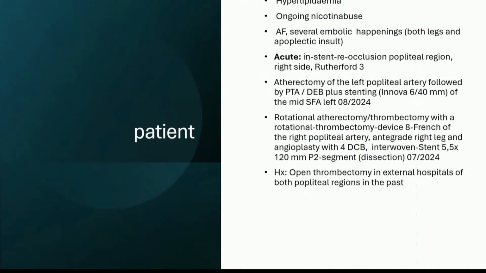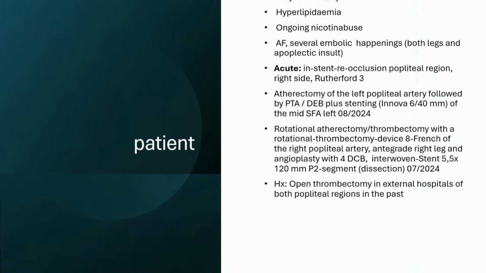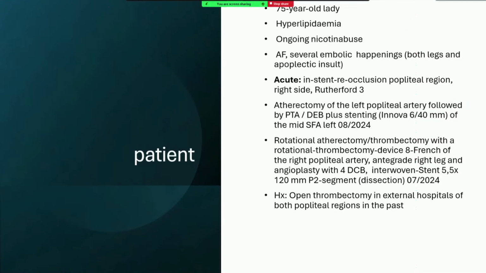So it's a 75-year-old lady. She's got hyperlipidemia, ongoing nicotine abuse. Unfortunately, she's in AF, with several embolic events in both legs, and an apoplectic insult in the history. And acutely, there's actually a re-occlusion of the popliteal regions, right side, but left side as well.